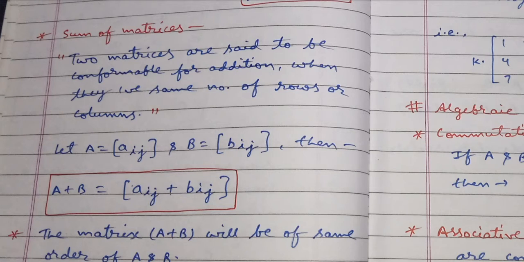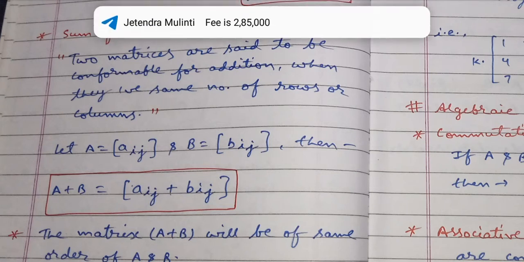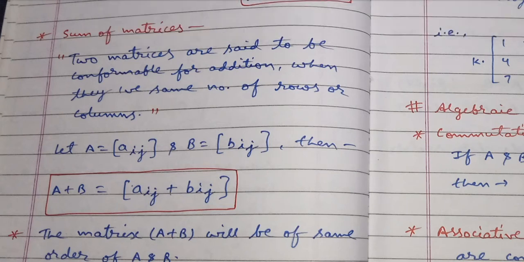So we just have to add the corresponding elements. a11 will be added to b11, a12 will be added to b12, a21 will be added to b21. Just add the corresponding elements. Okay, now move next.